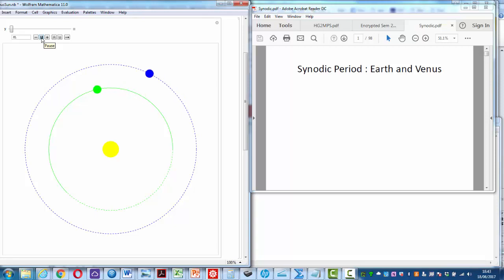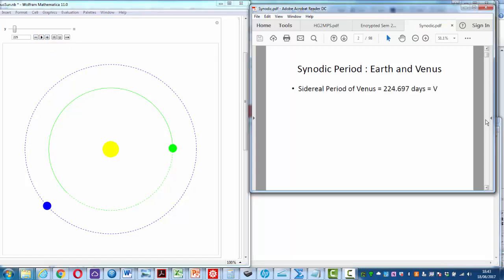Venus pulls ahead. It's moving slightly more quickly on a slightly smaller orbit. Venus is about halfway round by this point, making its way slightly further ahead of the Earth. And as the number of days passes 200, we can see that when we get up to around 224, 225 days, then Venus has made one orbit of the Sun. We call this length of time the sidereal period of Venus. It's about 225 days.